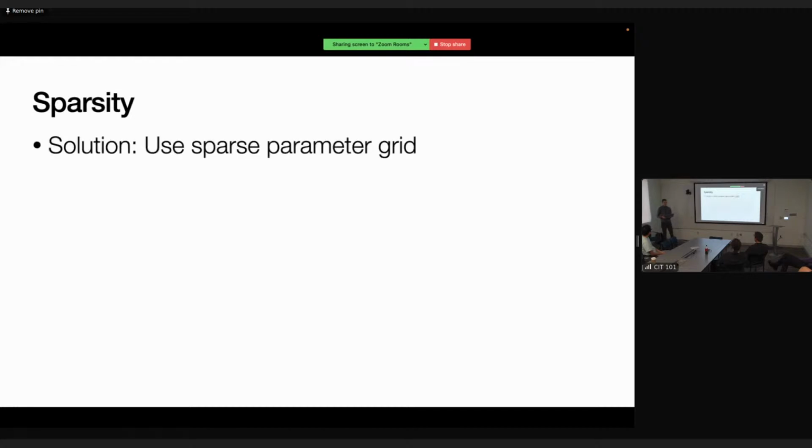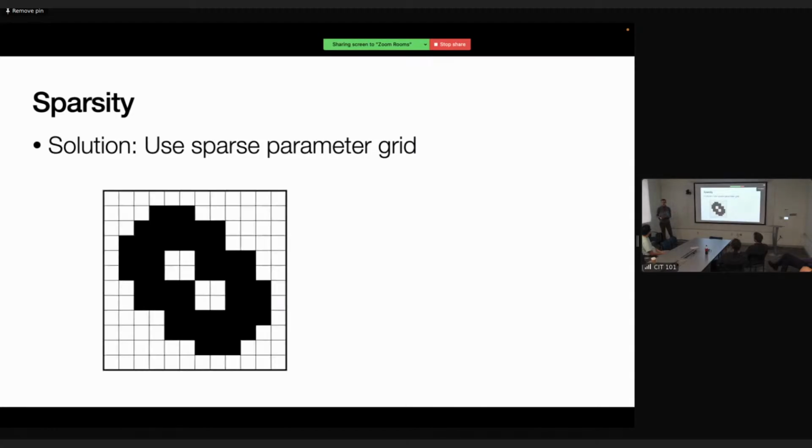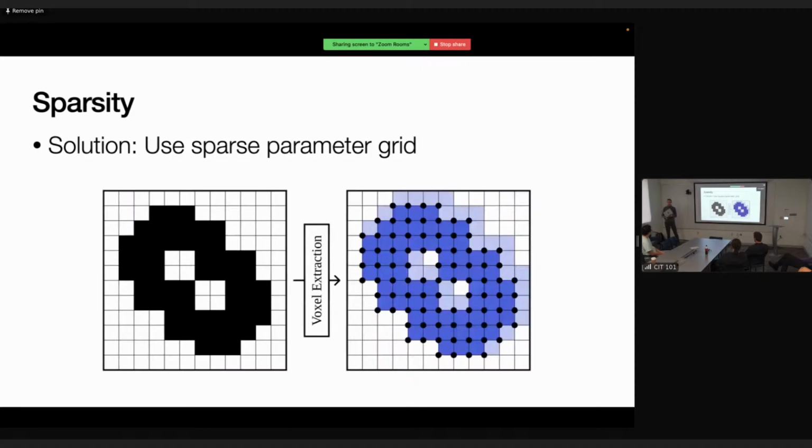So we have sparsity. The solution here is to use a sparse parameter grid. What this looks like is we have all of our classical grid cells, and then we only store information near the zero level set. So if the zero level set is sort of like this cell thing from before, we will only store values in a radius around this. And that looks like this.